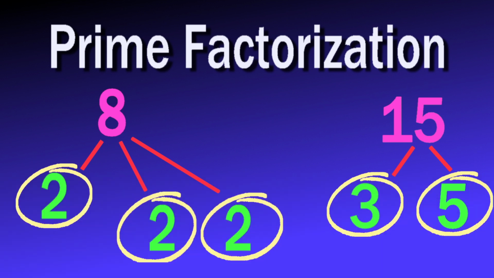Today we are learning about prime factorization. Prime factorization is where you take any positive number and write it as a product of prime numbers. When we do this, we call the prime numbers prime factors. Here are a few examples.